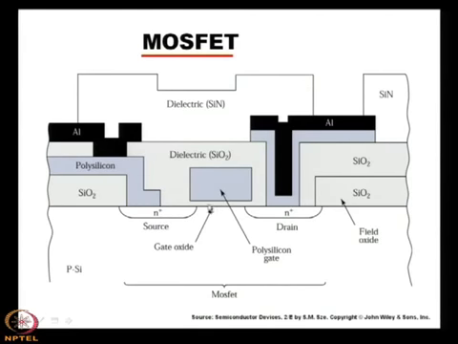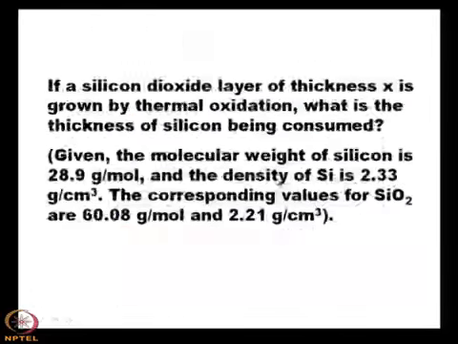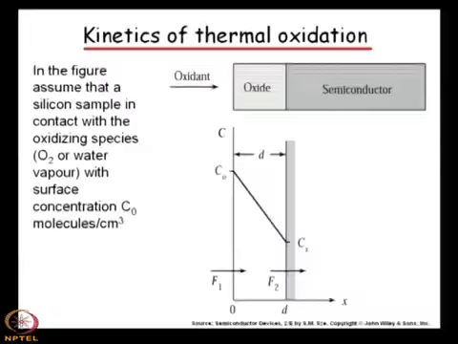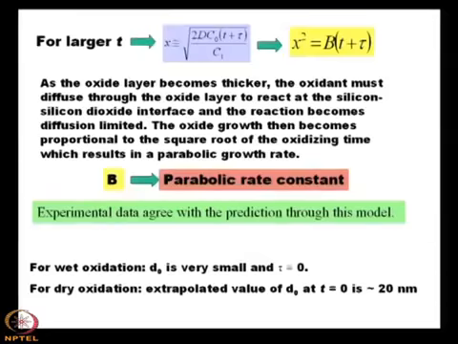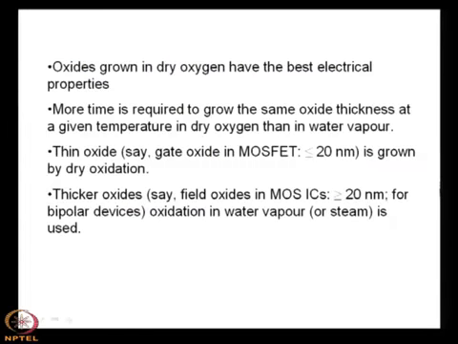This gate oxide is less than or equal to 20 nanometer. All are SiO2, but the field oxide thickness is greater than 20 nanometer. It is used for the isolation or the passivation, and the one less than 20 nanometer is for the gate oxide to make the MOSFET. So, now with this idea we can say that for 20 nanometer we can use the dry oxidation process, and for greater than 20 nanometer we can use the thicker oxides, which is the result of the water vapor used.